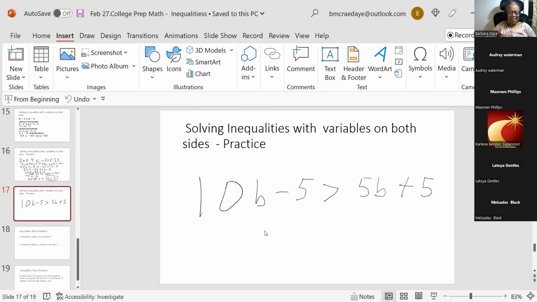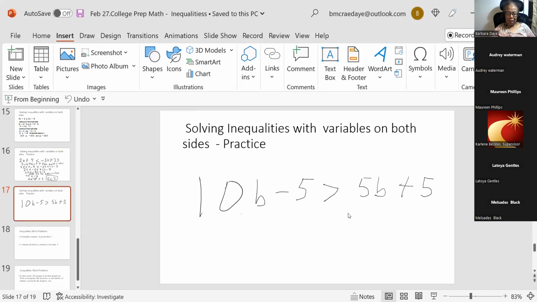Now you have 10b minus 5 greater than 5b plus 5. So you want to get your variables 10b, 5b together. And then get your minus 5 with your plus 5 over here. So what would you do first, Mercedes? Just tell me what you'll do first. There's no wrong answer here because there's more than one way you can do it. I'll subtract 5 from both sides. Okay. That's what I said. There's no wrong way and there's more than one way to do it.